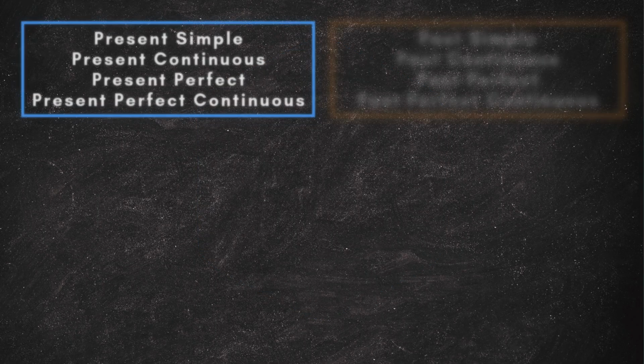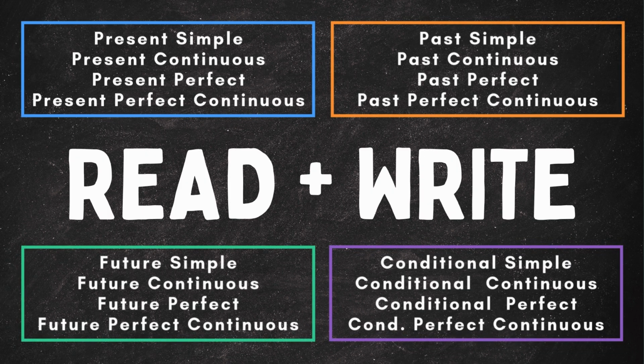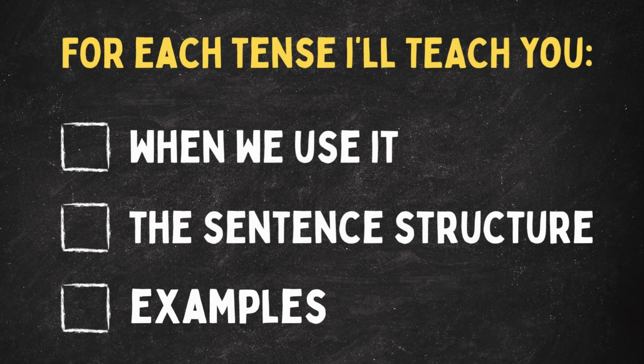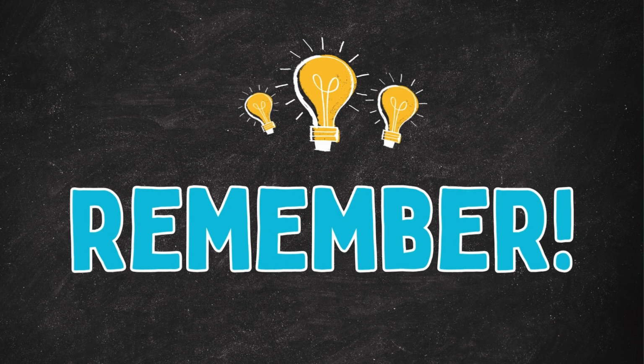Today we're learning all 16 English tenses for the verbs read and write. Don't worry, we'll go step by step. For each tense, I'll teach you when we use it, the sentence structure, and simple examples for each verb. Ready? Let's dive in. Here is something to remember.